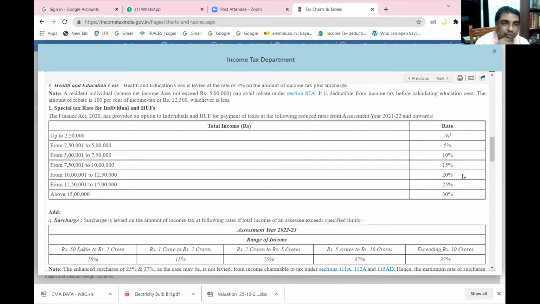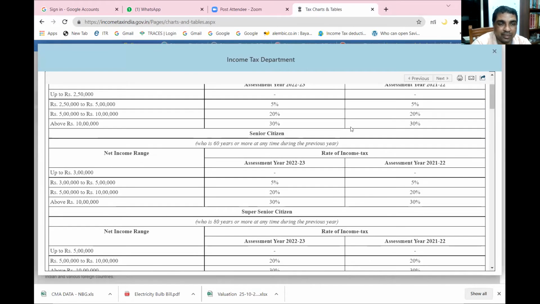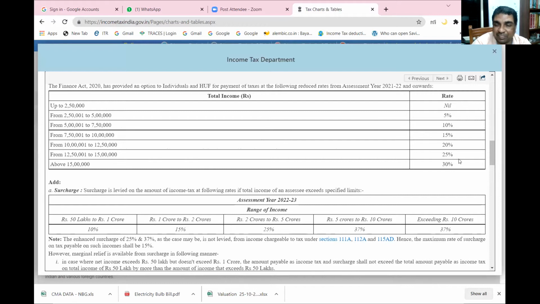Above 12 lakh 50,000 up to 15 lakh, what is the tax rate? 25%. And above 15 lakh, what is the tax rate? 30%. Earlier, for above 10 lakh, it was 30%. But here, above 15 lakh, it is 30%.